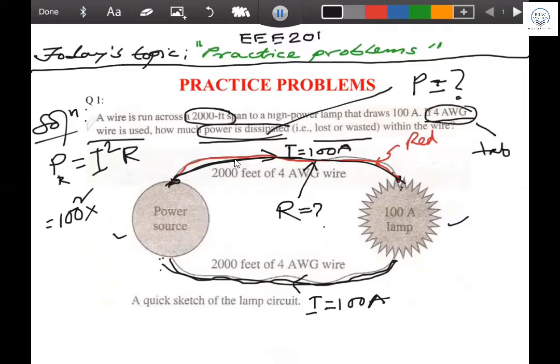Okay, for the table just now, today I've also shown you the American wire gauge table. So from the table we have to look for 4 AWG gauge. So what is the 4 AWG resistance? That one, I'm sorry, 0.2485.